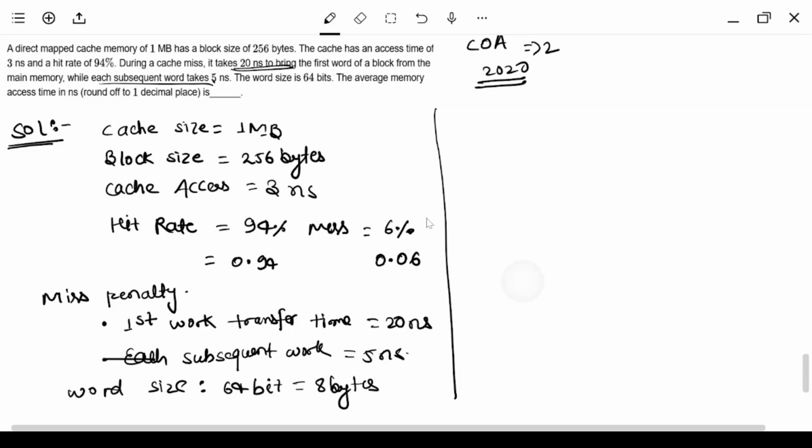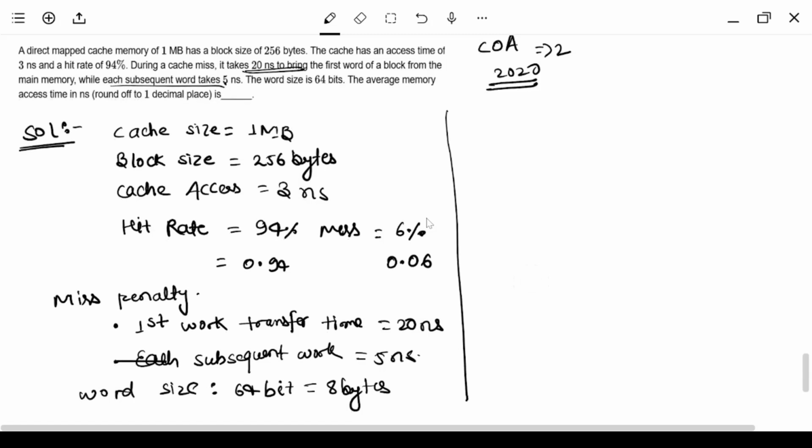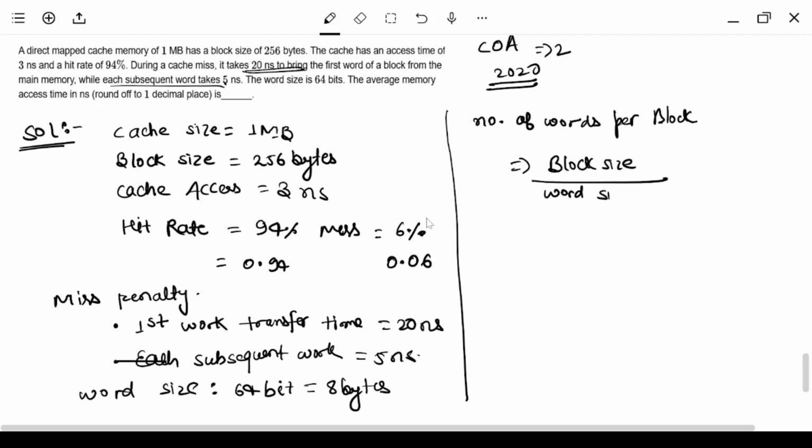So in this question, the first thing we will do is calculate the number of words. Number of words, how much is it? Block size divided by word size. Our block size is 256 byte divided by 8. So in total there are 32 words.